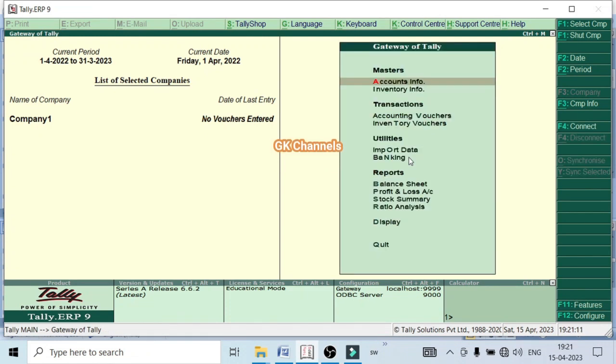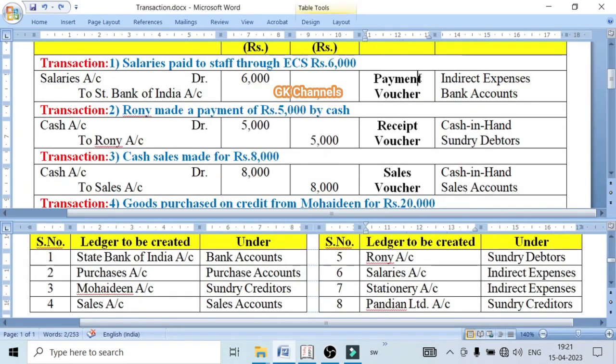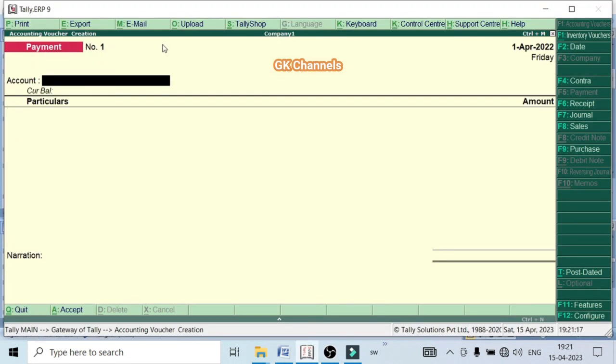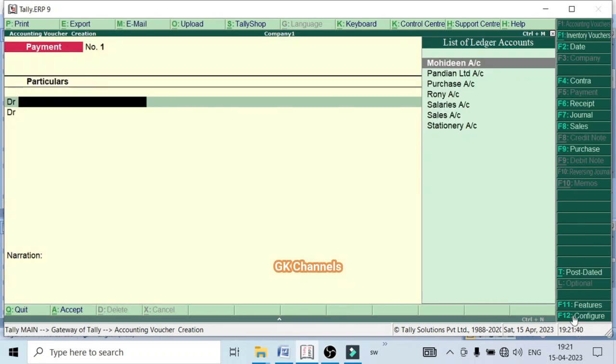and we are going to Gateway of Tally, transactions, accounting voucher. First voucher is payment voucher. So this is in a single entry mode. I need to change it by using F12 configure, and here in this setting, use single entry mode for payment, receipt, contra voucher, I should select the option no, and use CR/DR instead of To/By during entry, I should select it as yes.